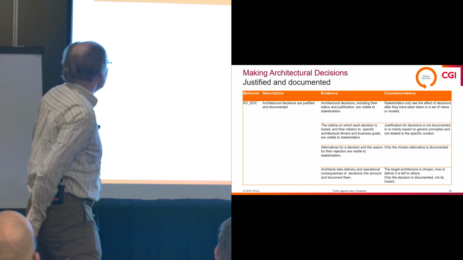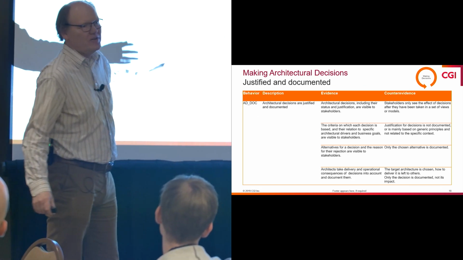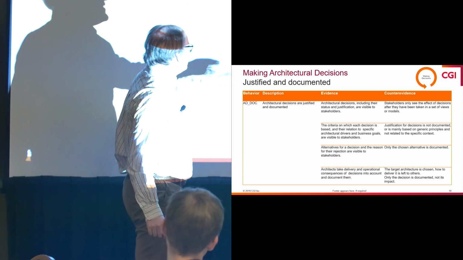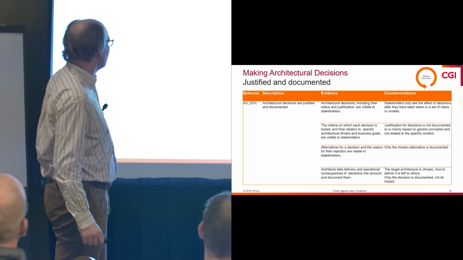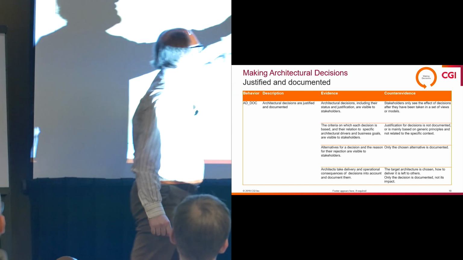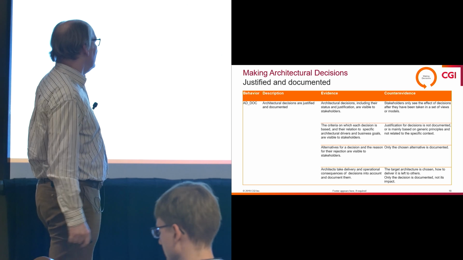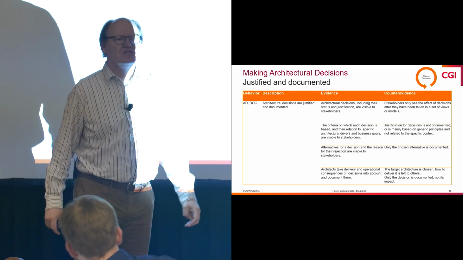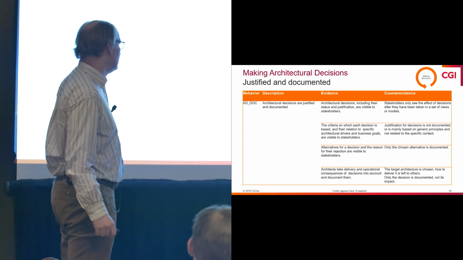All right, so this behavior is: architectural decisions are justified and documented. Now there's loads of evidence that you can look at, but the counter evidence, of course, is much funnier. So let's look at those. Stakeholders only see the effect of decisions after they have been taken in a set of views or models, rather than the decisions being explicitly visible. This is implicit. If the architectural decisions are implicitly visible only to stakeholders, that's not good. The justification is not there, or it is mainly based on generic principles, good design principles, and not related to the specific context. Architecture is context, after all.